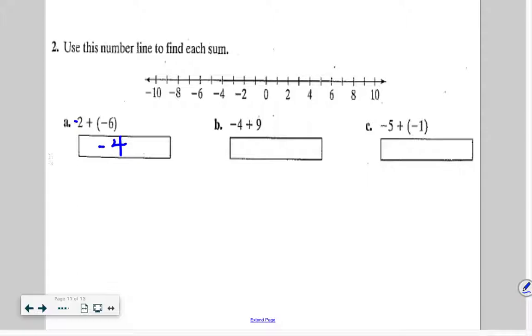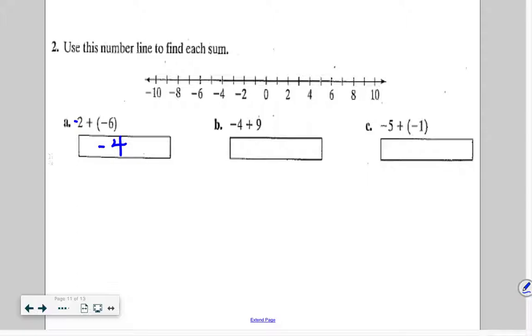Okay, with your partner, -4 plus 9. Are they the same sign? Right. So it's 9 minus 4. Okay, which is bigger, 4 or 9? 9, so is that positive or negative? Positive 5.